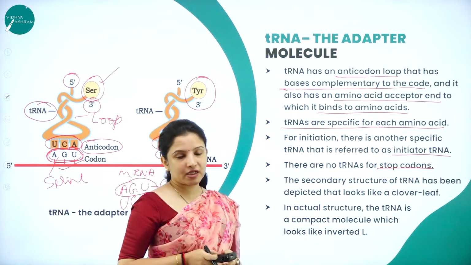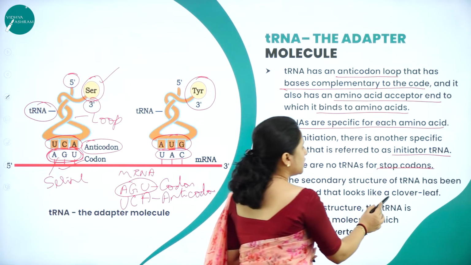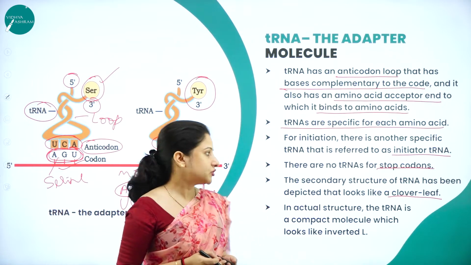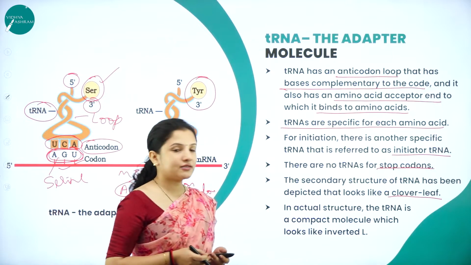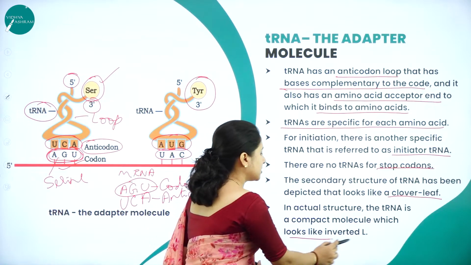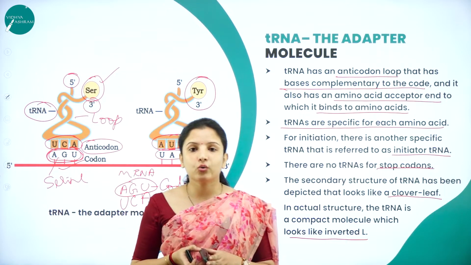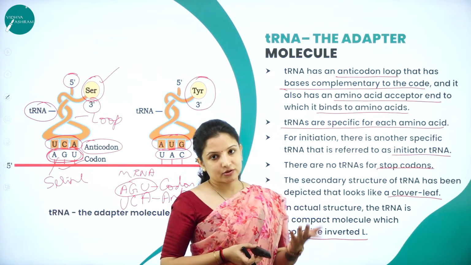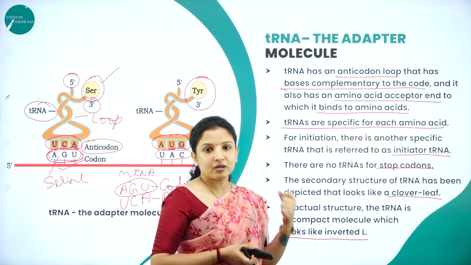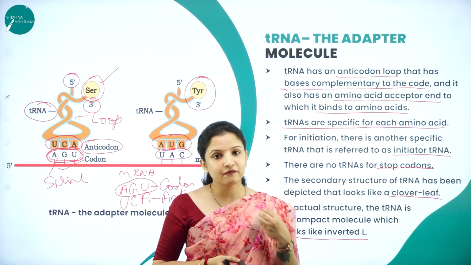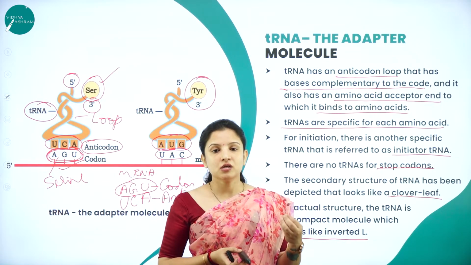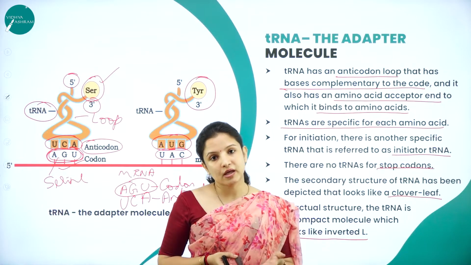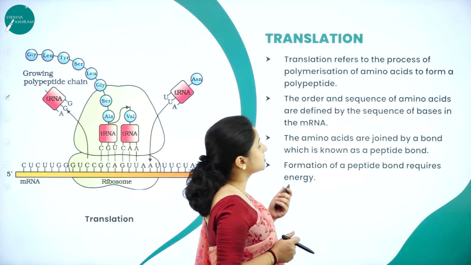And the secondary structure of tRNA has been depicted that looks like a clover leaf. In actual structure the tRNA is a compact molecule which looks like an inverted L. So they can either look like a clover leaf-like structure, or if you look keenly, they can look like an inverted L as well. Overall we need to understand the importance of the tRNA molecule, wherein their main function is to translate the codons present on the mRNA strand into amino acids. So this is about tRNA.